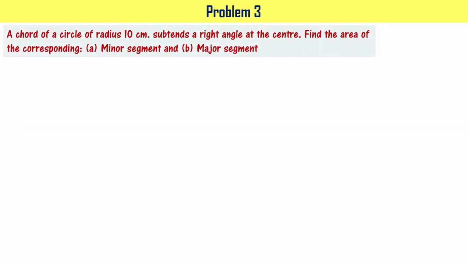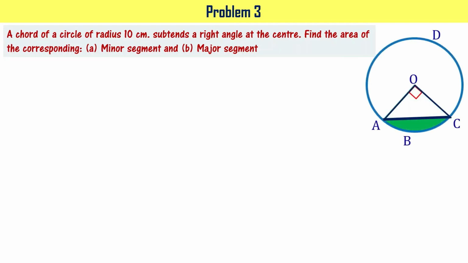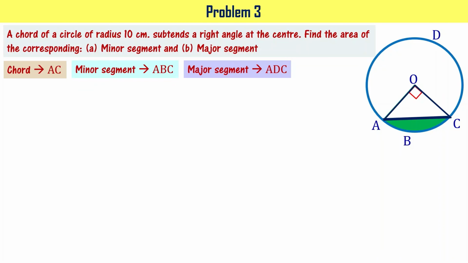That is, a chord of a circle of radius 10 centimeters subtends a right angle at the center. Find the area of the corresponding minor segment and major segment. When you draw a figure, it looks like this. The chord is AC and the circle of radius 10 centimeters is shown here. The radius is OA or OC. And the angle subtended is 90 degrees, right angle, right? Here the chord is AC, the minor segment is ABC, and the major segment is ADC, right?